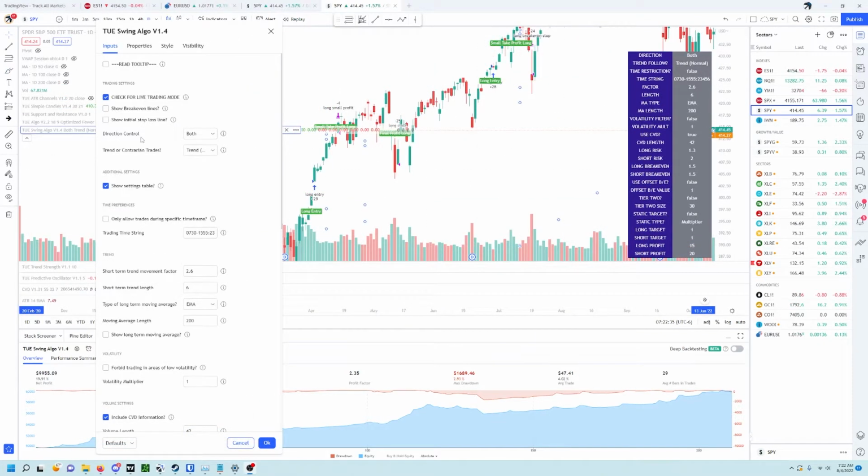Next, we have direction control and trend or contrarian. Direction control does what you think it does: long only, short only, or both. That's it. Very simple. So if we go to long only, we'll see the graph at the bottom of the screen change. Okay, it changed significantly because now we only have long trades.